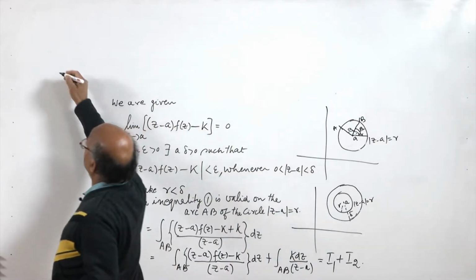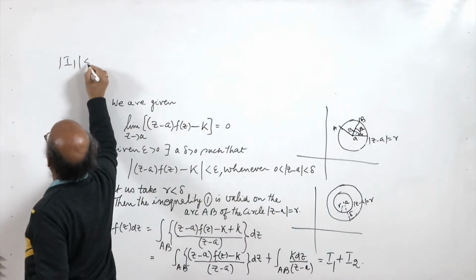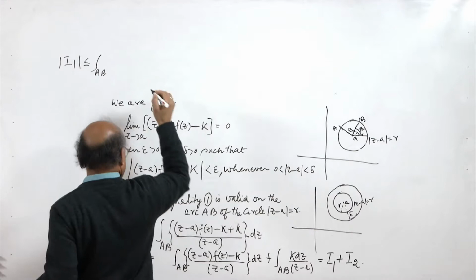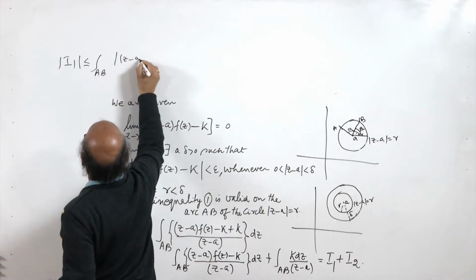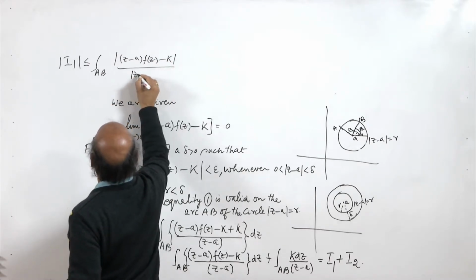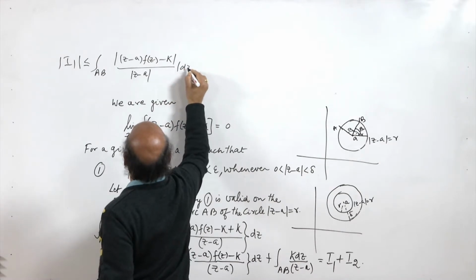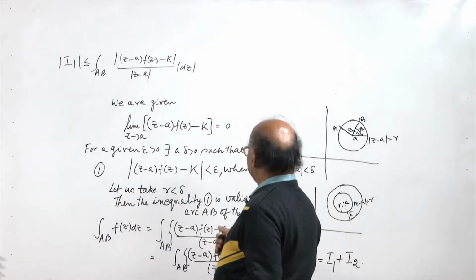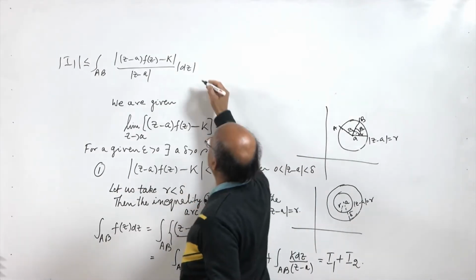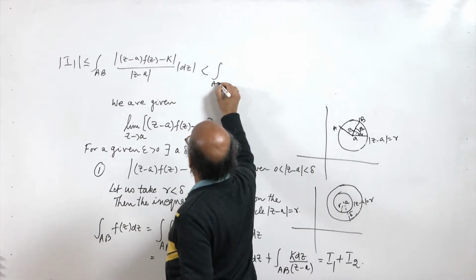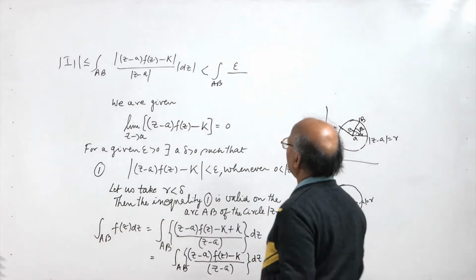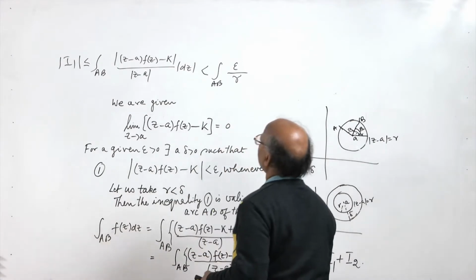So, first let us estimate the value of the integral I1. Let us see, mod of I1 is less than or equal to the integral over AB of mod of (z minus a) into f(z) minus k upon mod of z minus a into mod of dz. On the arc AB, the inequality 1 is valid. So, mod of (z minus a) into f(z) minus k can be made less than epsilon, and the AB arc lies on the circle mod of z minus a equal to r. So, we have r here into mod of dz.